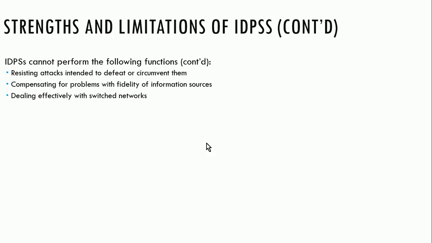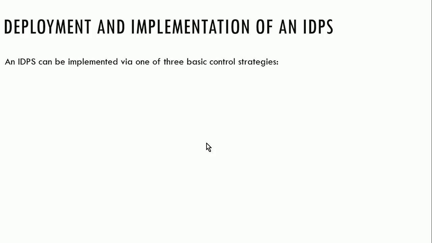Resisting attacks intended to defeat or circumvent them, compensating for problems with fidelity of information sources, dealing effectively with switched networks. In other words, with switched networks, if you have an IDS that's monitoring an entire enterprise through many different layers, across many different networks, through VPNs and things like that, certainly that's a lot of complexity. You might have to have an IDS that's more located regionally as opposed to centrally, one that runs the entire enterprise.